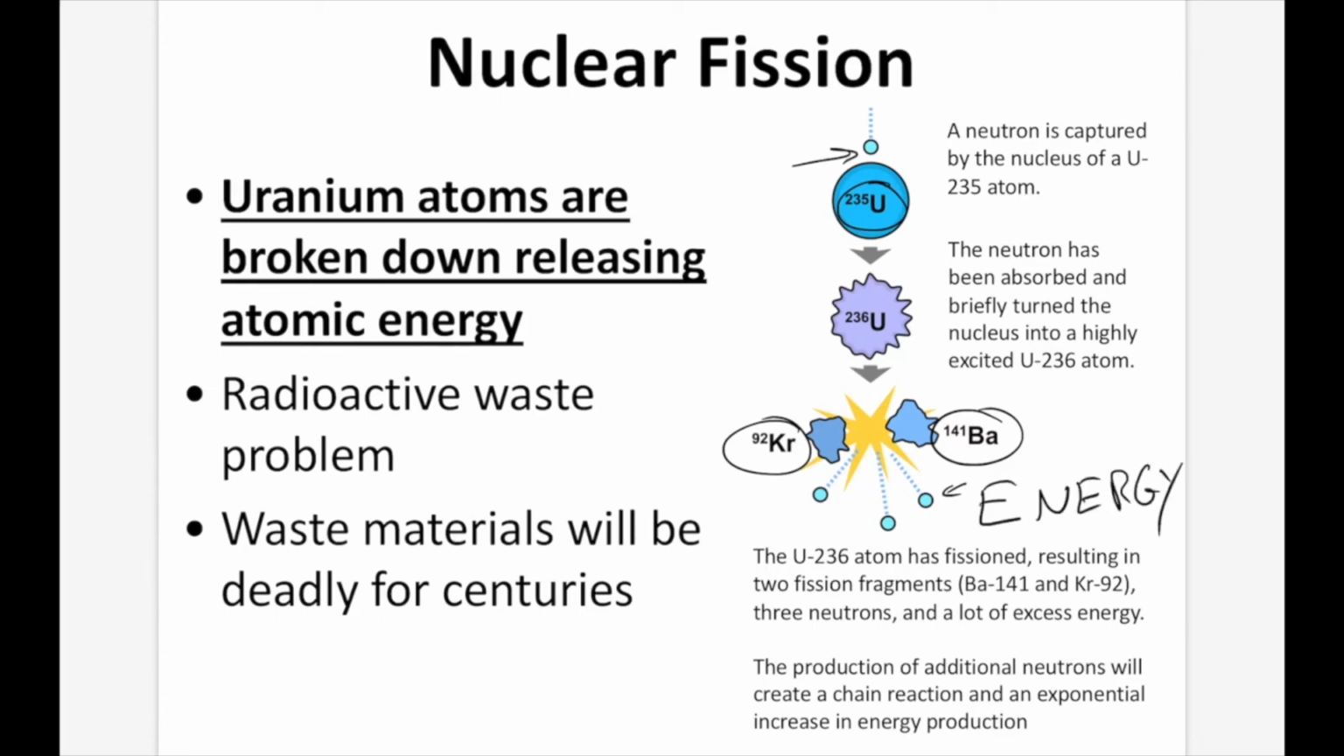Now, what are the negative effects of nuclear fission? Well, we get a significant radioactive waste problem. And these waste materials can be deadly for centuries. And there's really nowhere to put them. Essentially, what we need to do is put them in an area where they can be contained until they're no longer dangerous, which, as I said, is a very long time.